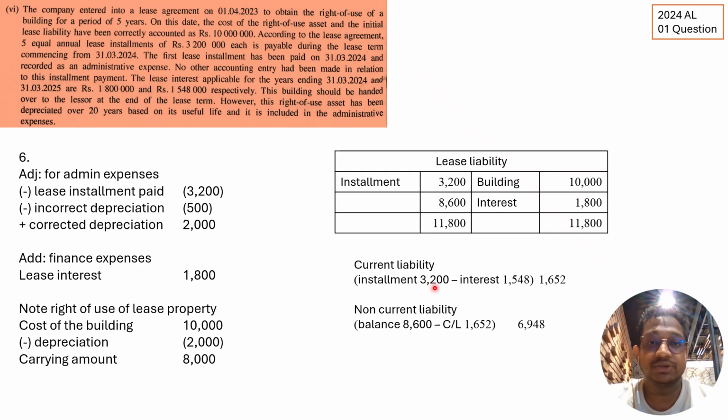So from the installment, you should minus the next year interest, 1,548. So your current liability amount should be 1,652, and the non-current liabilities, after reducing that current liability portion, 6,948, right?